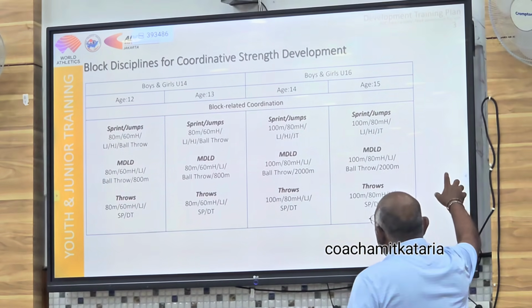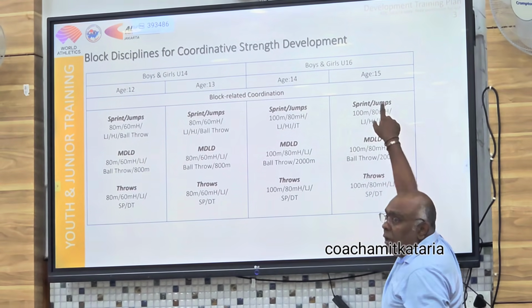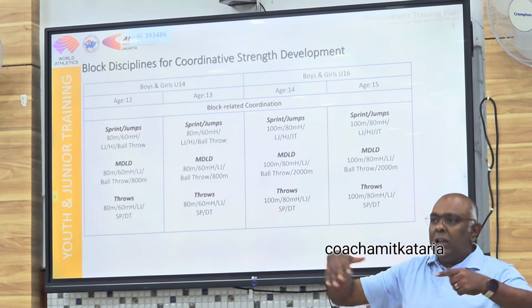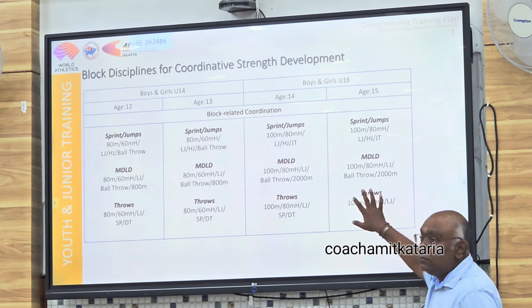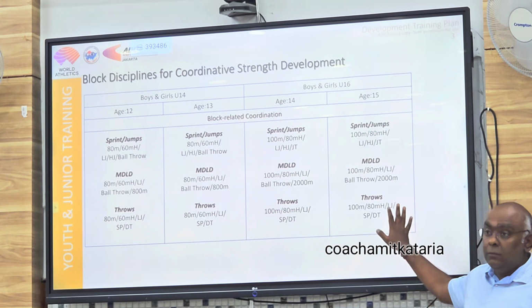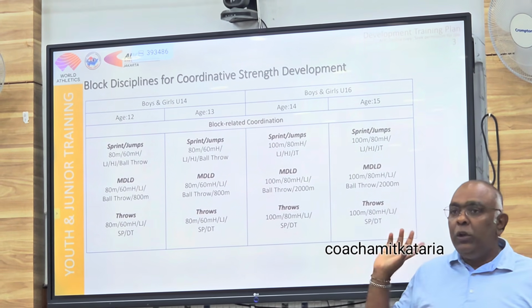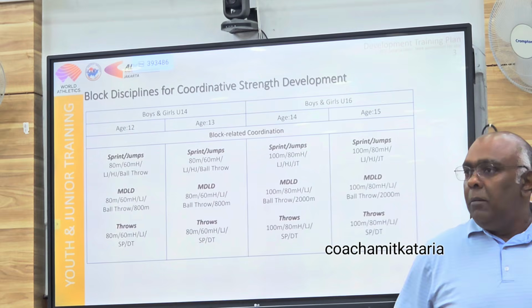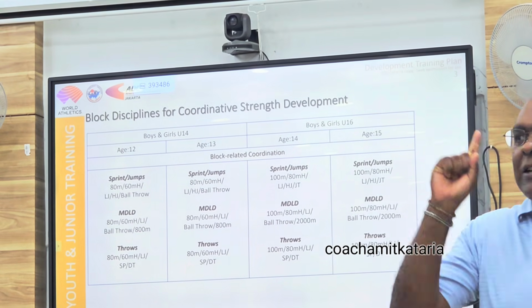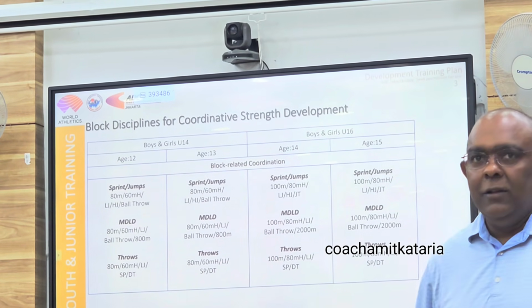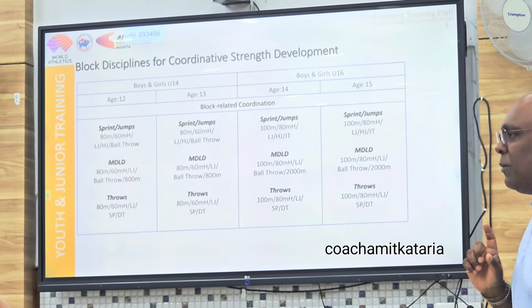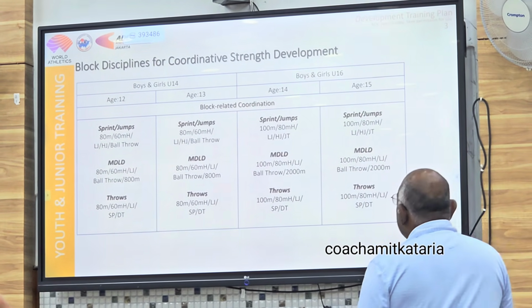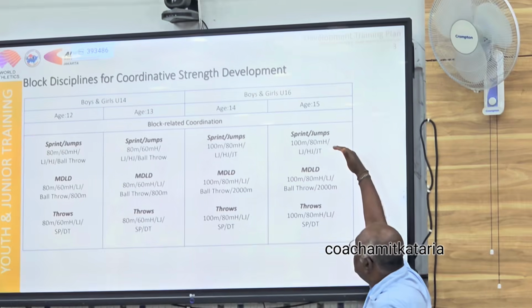So this is what we mean by block. Block means sprints and jumps in their block. Sprint speeds, the entire sprints and hurdles as well, minimum distance, and then throws. What similarity do you see in all these three blocks? What is the one similarity? Something very similar in these three events.